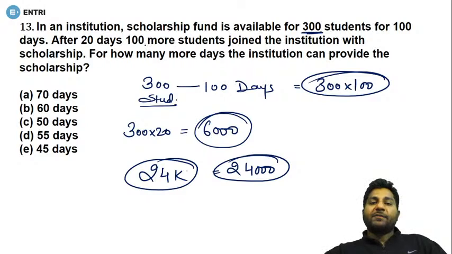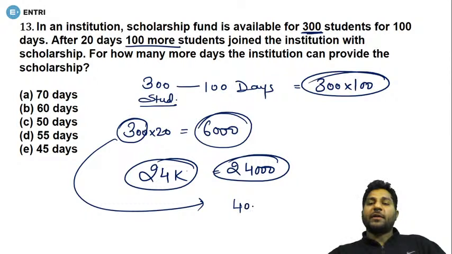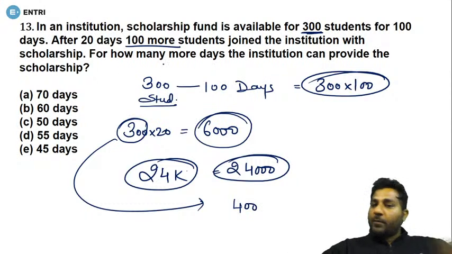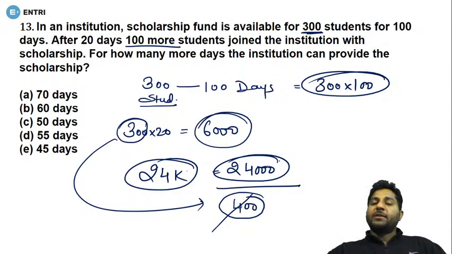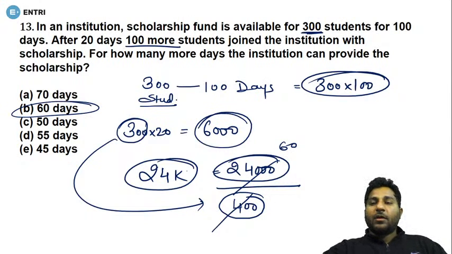And after 20 days, 100 more students have joined. That makes the total number of students 400. Now, for how many days can the institution provide the scholarship? We have been left with 24,000 fund, and the total number of students increased to 400. So we will divide to get the value. So 60 days is the lasting period for the scholarship for the rest of the students.